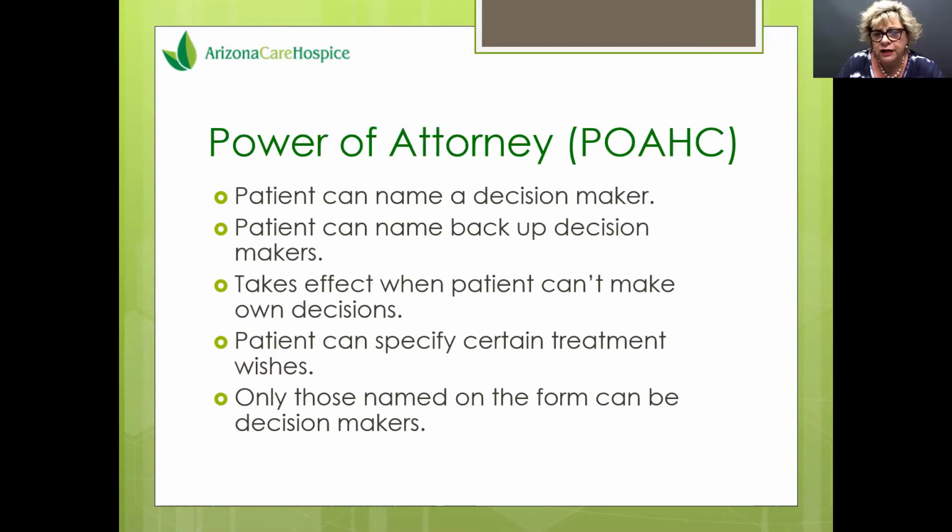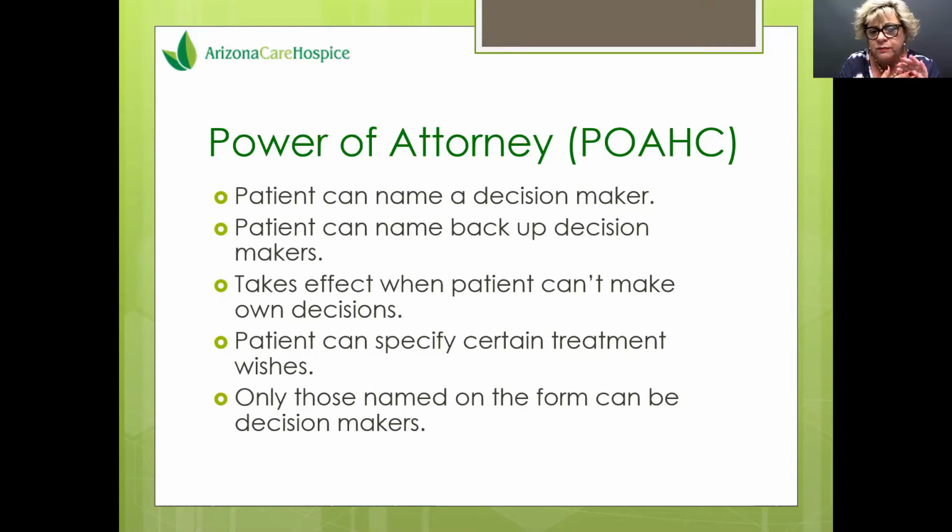So with a power of attorney, a patient can name the decision maker. So they can name anybody. So just because they have a wife, a husband, a son, or a daughter, they may not want any of them, and they might want their neighbor to be the person to make those decisions. You have that right to make that person known. You can also name a backup decision maker.